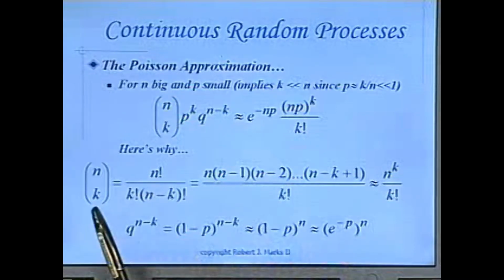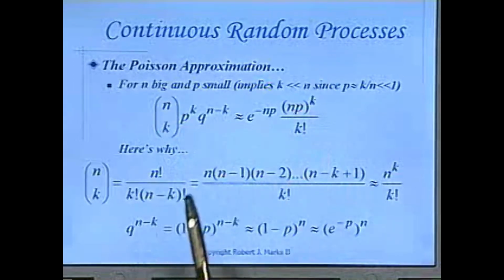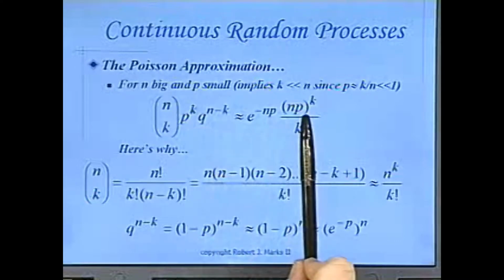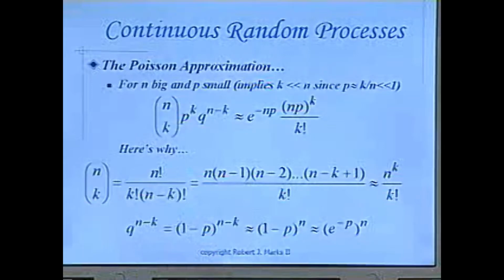Well, it's simply a matter of applying n choose k here, with this approximation, and q to the n minus k here with this approximation. The p to the k, you'll notice, just carries over straightforwardly. And we are left with the Poisson approximation. So this is not a proof, but kind of a justification of the Poisson approximation.